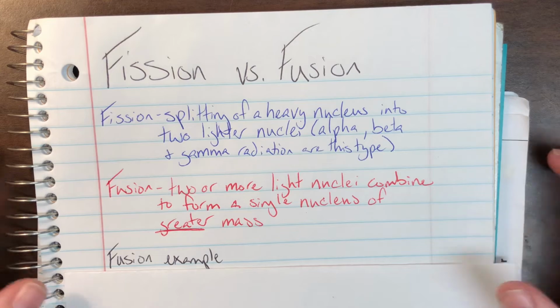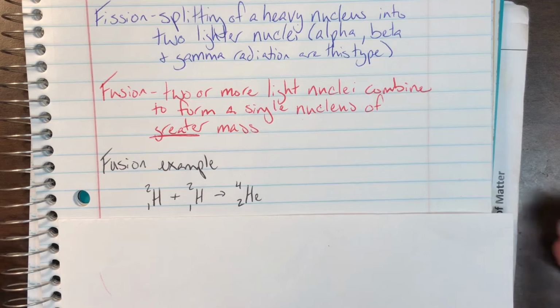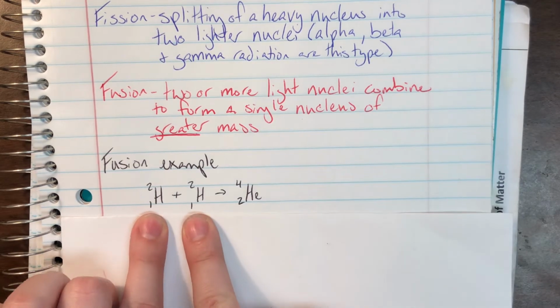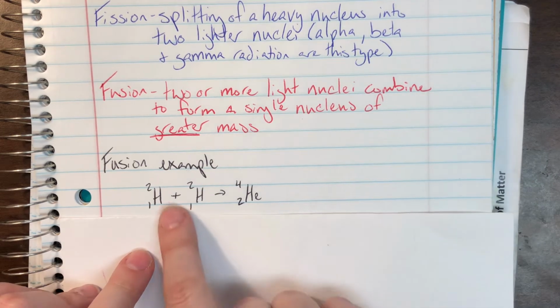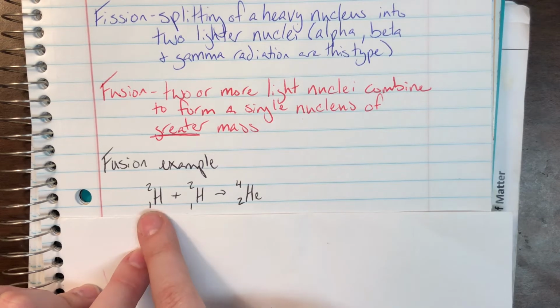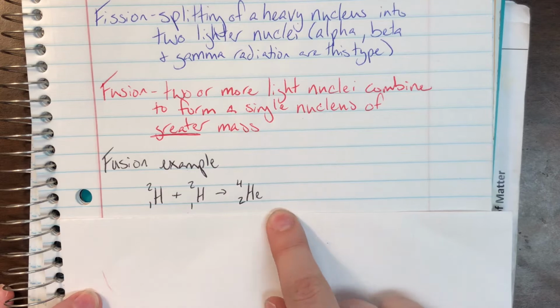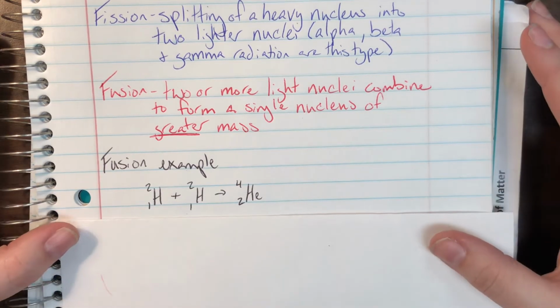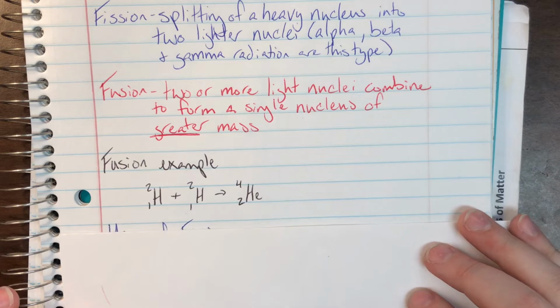So an example of fusion, we have two hydrogen atoms here, and they fuse together to produce helium. Now again, we still have to have that law of conservation of mass, so the total mass, 2 plus 2 is 4, and my total protons, 1 plus 1 is 2, okay? So I still maintained my law of conservation of mass, but this fusion is something that fuels our sun, it fuels the stars, this is how we get light, and this is how we get pretty much every single element.